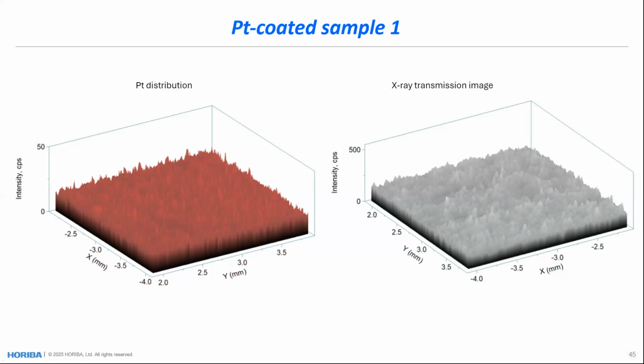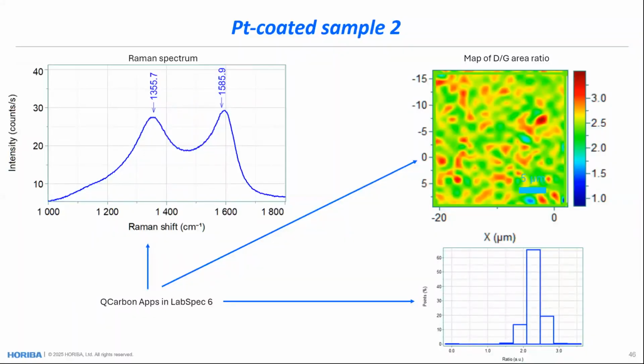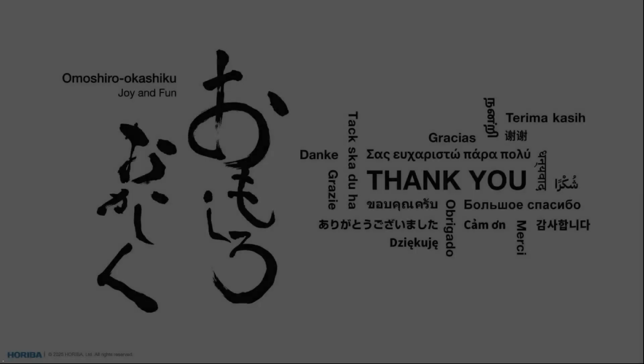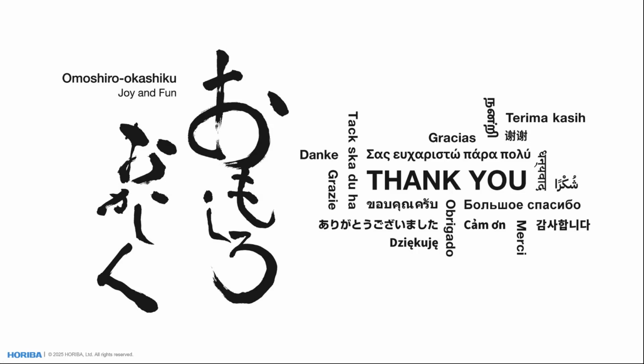And if I apply this technology to this other sample, you can see a very narrow distribution of particles, and the map of the D/G ratio looks very good in the sense of the distribution. And if I look at the platinum, you see the platinum coating and the transmission image show a relatively smooth distribution and a very good quality of the materials. On this last slide, I'm finishing, and I would like to thank you for attending this webinar. I will take any questions if you have them.